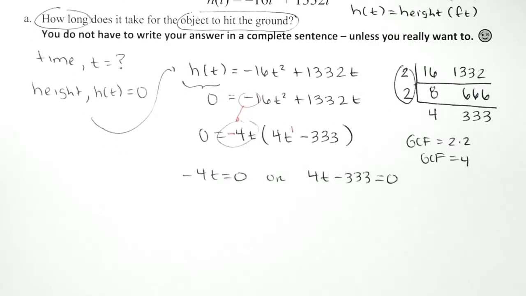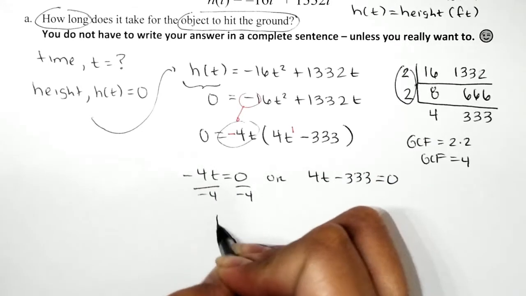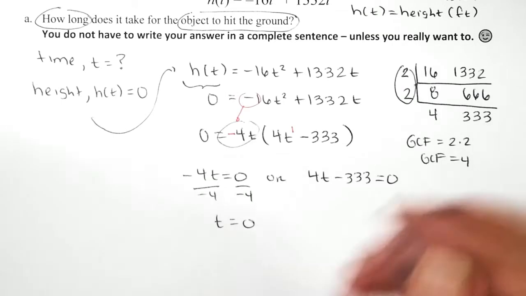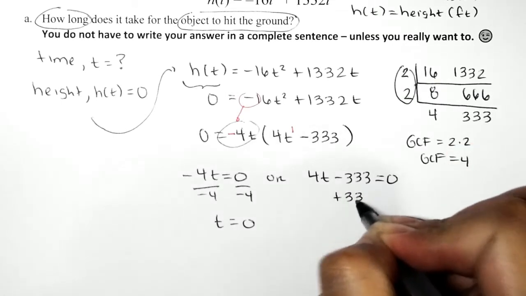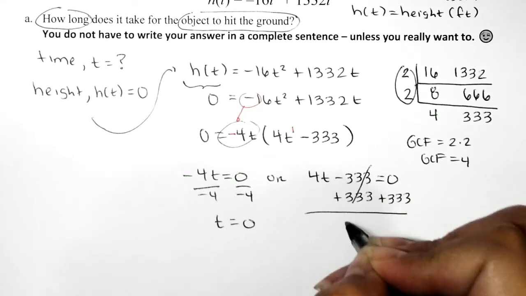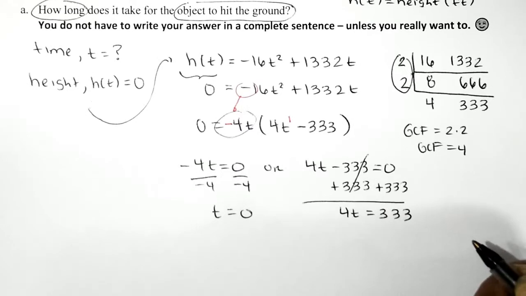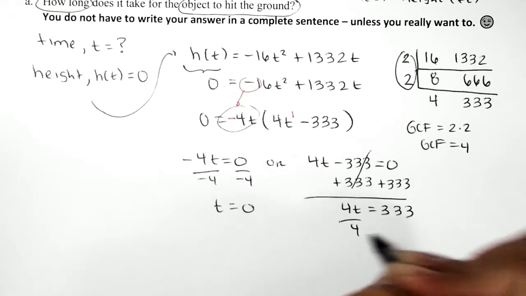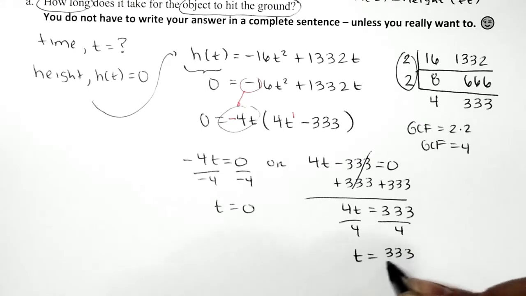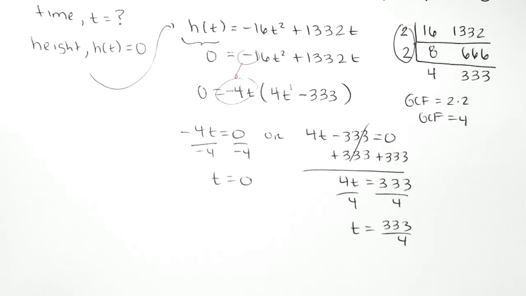If the first factor equals 0, let's divide both sides by negative 4, and that will give us t equals 0. If the second factor equals 0, let's isolate the variable term by adding 333 to both sides, and that will leave us with 4t equals 333. After we divide both sides by 4, that will give us t equals 333 over 4. So this is a fraction. It can't be reduced.